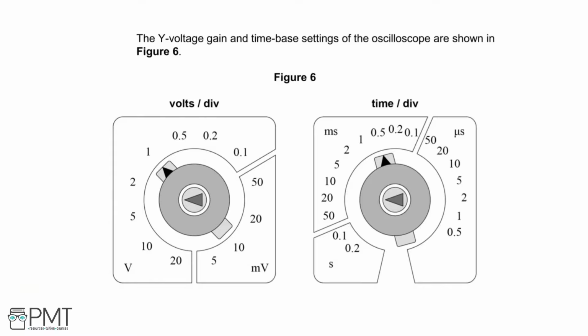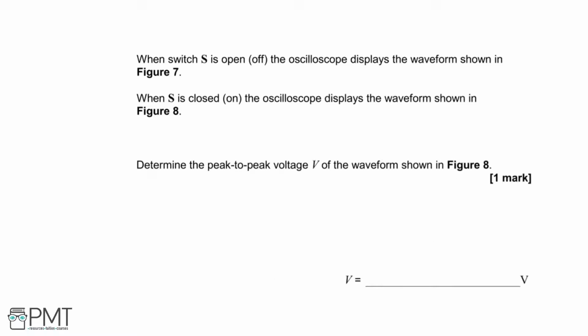So each square on the grid that we'll look at in a second will be 1 volt high, and the time division is going to be 0.5 milliseconds, so 5 times 10 to the minus 4 seconds width for each square on the grid. When switch S is open or off, the oscilloscope displays the waveform shown in figure 7. When S is closed or on, the oscilloscope displays the waveform shown in figure 8. Determine the peak-to-peak voltage V of the waveform shown in figure 8.